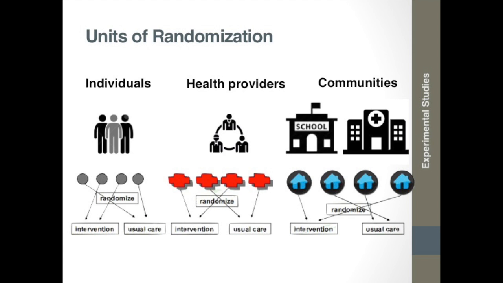Now, let's see what can be randomized. Units of randomization can be individuals, health providers, or communities. When allocation to treatment is made by groups, the trials are called cluster RCTs. Groups can be families, schools, towns, hospitals, any communities. Some of the most important challenges of cluster RCTs are that they have a high risk of contamination for the intervention and they need advanced statistical techniques for the analysis.